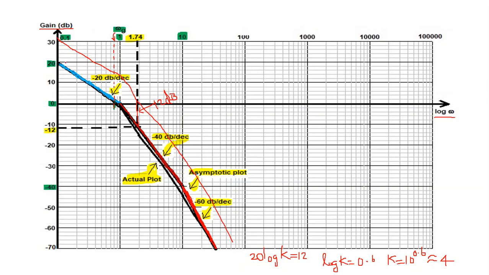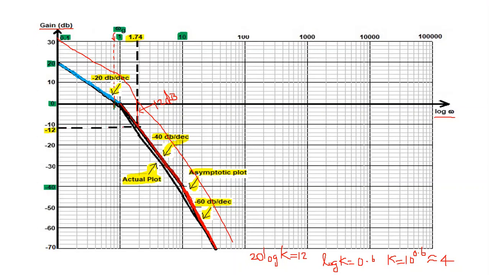So let me repeat. I am doing the problem for K equal to 1. After doing K equal to 1, I draw the actual plot. Then I find out the gain crossover frequency. At that gain crossover frequency, if I find the phase angle is not minus 160, I get some other phase margin, 43 or something. But the problem is I have to get 20 degrees, therefore what should be the new gain crossover frequency? I am finding it by analytical method. It is 1.74.